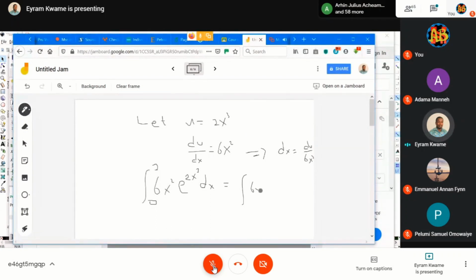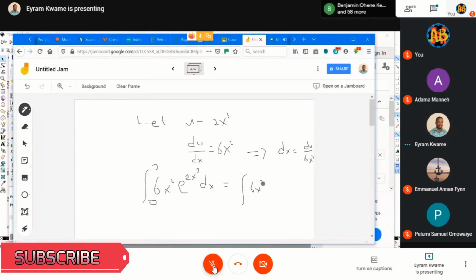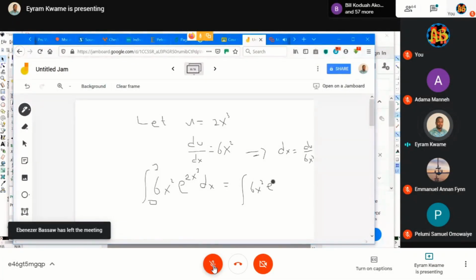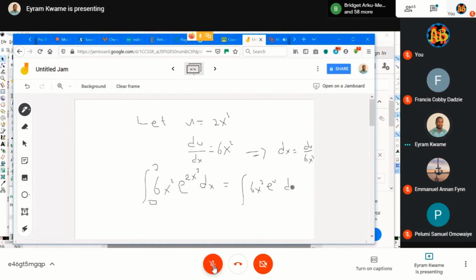6x squared, e raised to power what? Instead of the 2x cubed, I'll put u because I have made a substitution. u is equal to that. Then in place of dx, I'll put what? du over 6x squared. And this will cancel out. So I'm just integrating. When I integrate, I have e raised to power u.